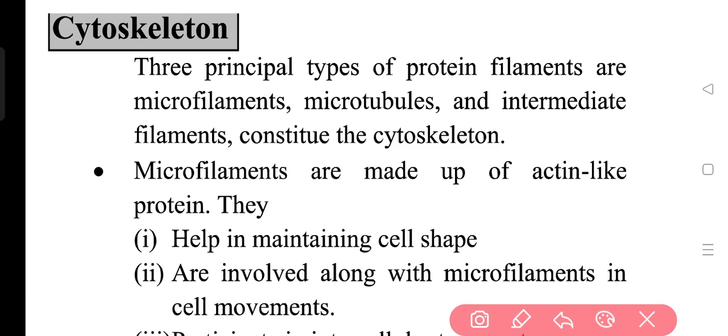Okay. What is cytoskeleton? The three principal types of protein filament are microfilaments, microtubules, and intermediate filaments. Microfilaments, microtubules, and intermediate filaments constitute the cytoskeleton. The cytoskeleton is the substance found in the cell. Second point is, microfilaments are made of actin-like protein. They help in maintaining cell shape. They are involved in cell movement.